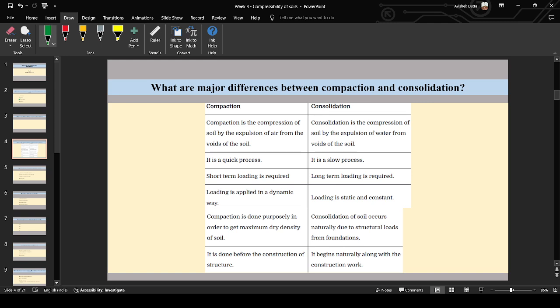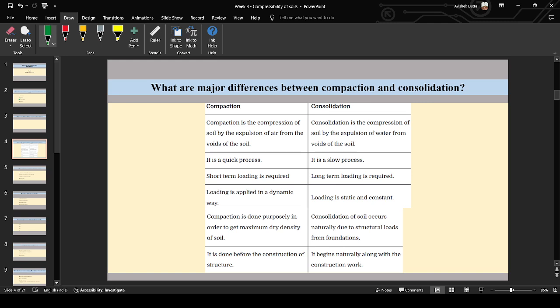So, if air is expelled out due to some load or compression in soil, it is called compaction. If water is expelled out, it is called consolidation. Compaction is a quick process, obviously, because only air is being expelled out. So it is faster. But the expulsion of water is a gradual process, and it might follow the expulsion of air initially. So obviously consolidation is a slow process.